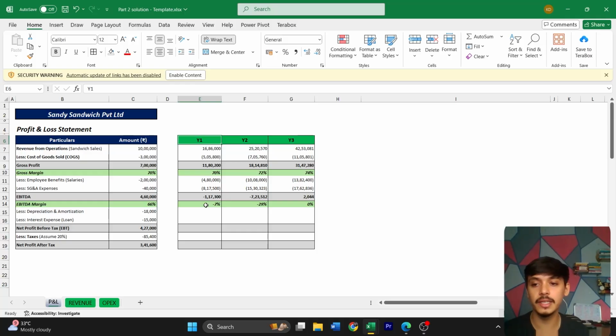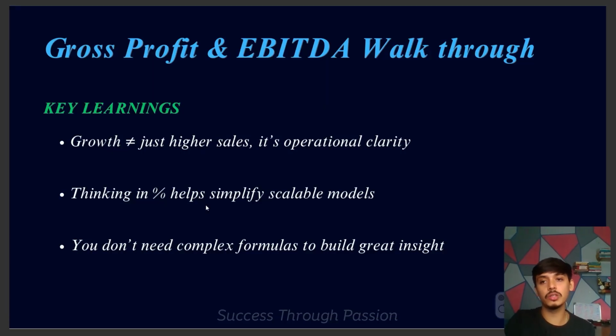To calculate depreciation, amortization and interest expense, we will need the balance sheet projection, which we are going to see in module 4 of this entire series. So we have seen the gross profit and the EBITDA walkthrough.